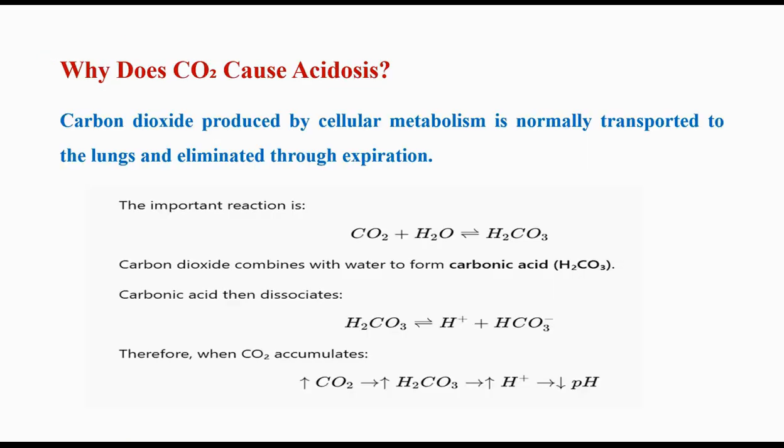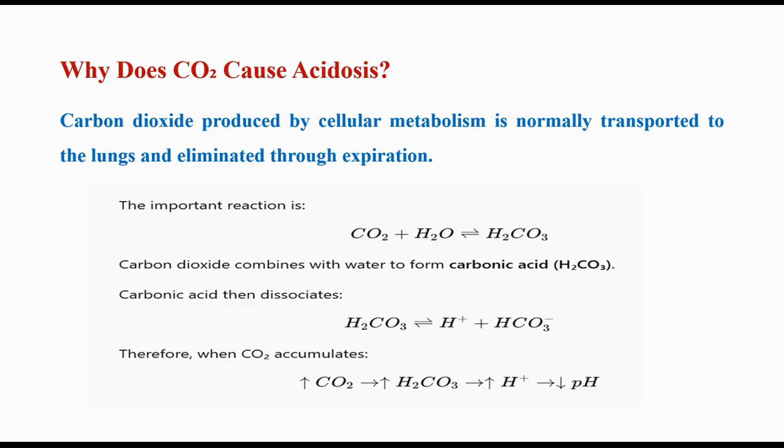Why does carbon dioxide cause acidosis? To understand respiratory acidosis, we must understand the relationship between carbon dioxide, carbonic acid, hydrogen ions, and bicarbonate. Carbon dioxide is continuously produced in the body tissues during cellular metabolism. This carbon dioxide enters the blood and is transported to the lungs, where it is normally eliminated through expiration. In the body, carbon dioxide participates in the following reversible reaction.